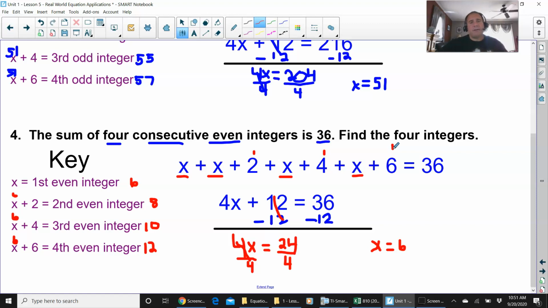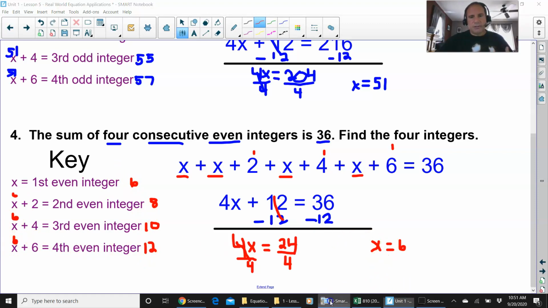You have 4x plus 12 equals 36. Subtract 12 on both sides, you get 4x equals 24. Divide by 4, and you get x equals 6. So I went over to the key, and x equals 6. You notice how that first number now is not odd, it's even. So 6 plus 2 is 8. 6 plus 4 is 10. 6 plus 6 is 12. You have 4 consecutive even integers.